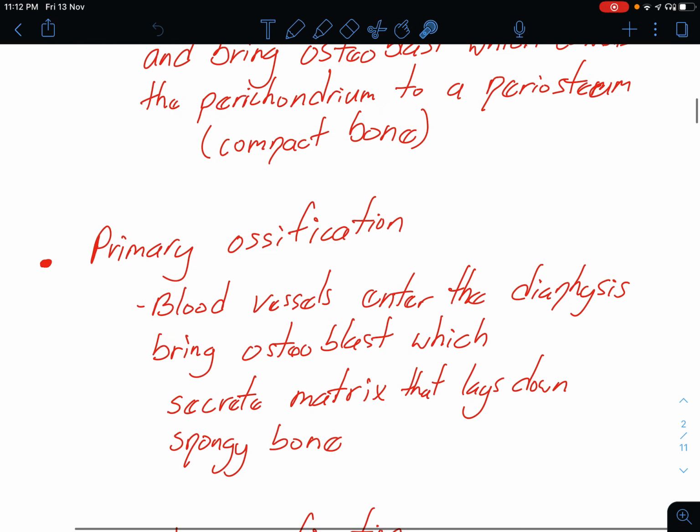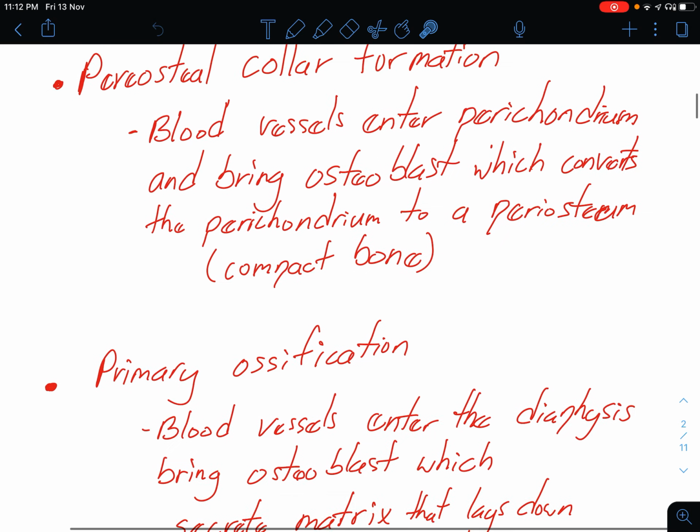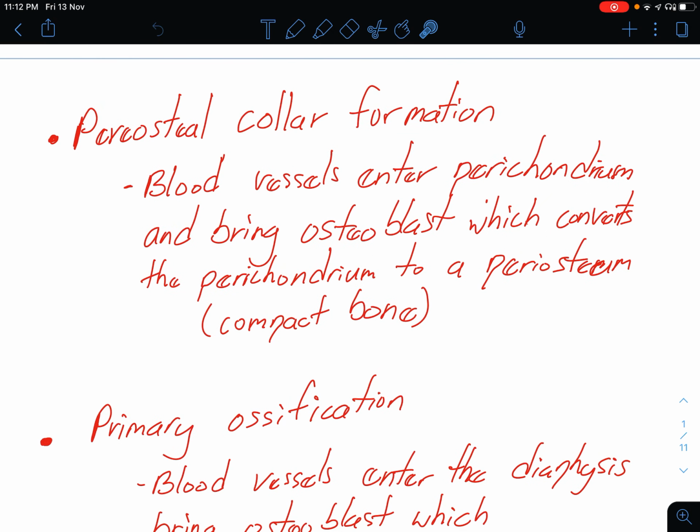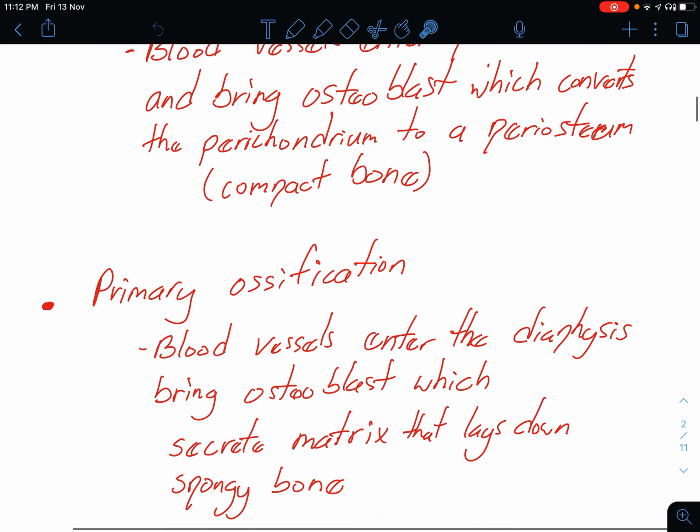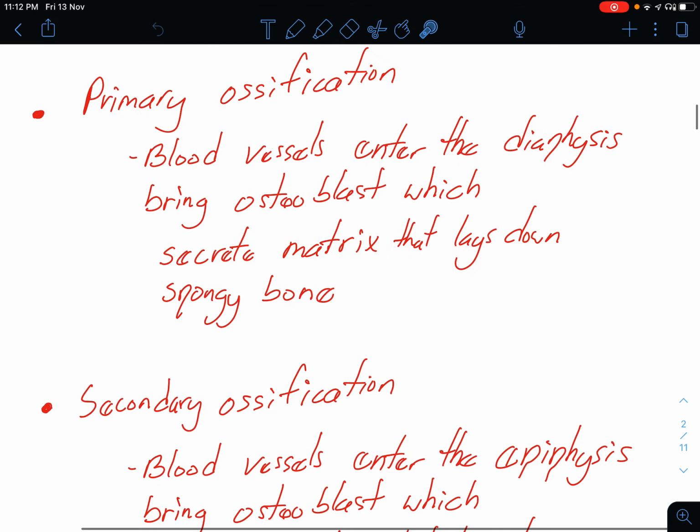Next, we go to primary ossification. Now blood vessels are going to enter the diaphysis, which is the shaft portion of the long bone, and they bring osteoblasts, which secrete matrix and lay down our spongy bone or cancellous bone. So the periosteal collar is our compact bone, and the primary as well as secondary ossification is spongy bone.